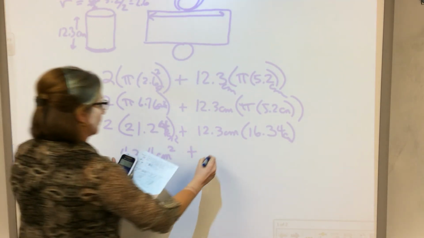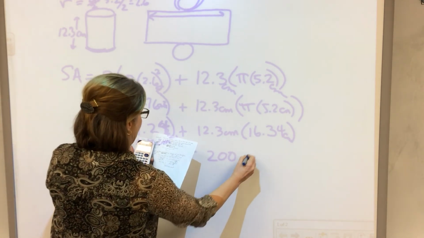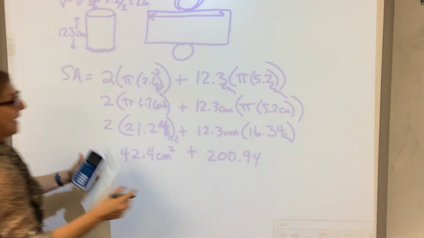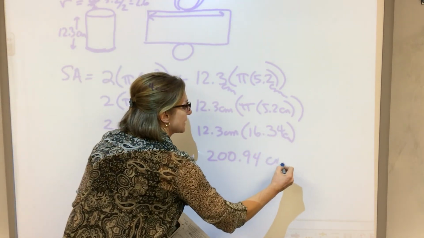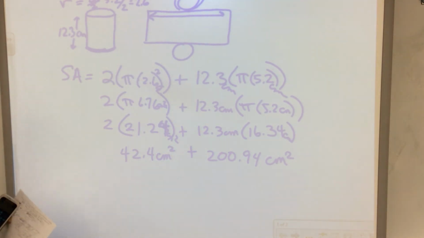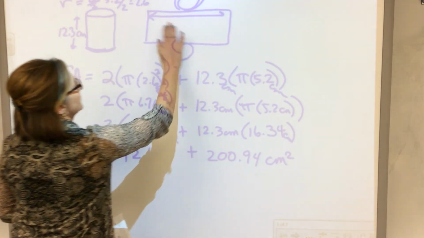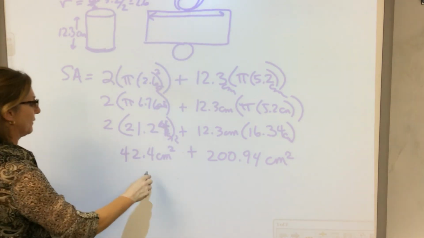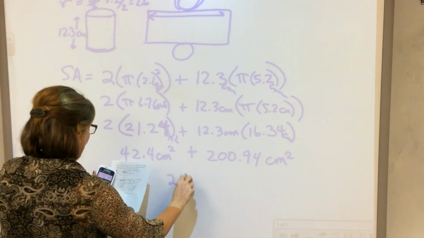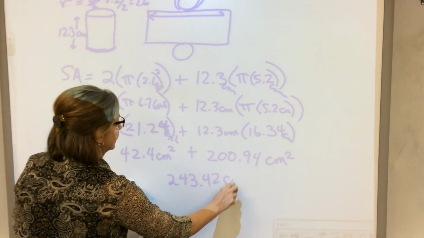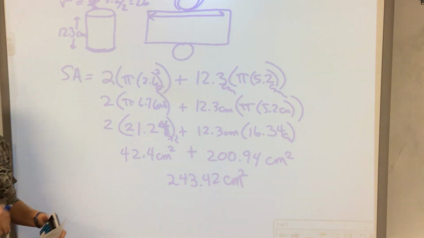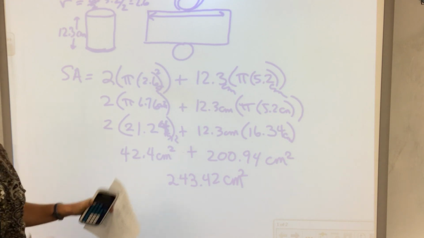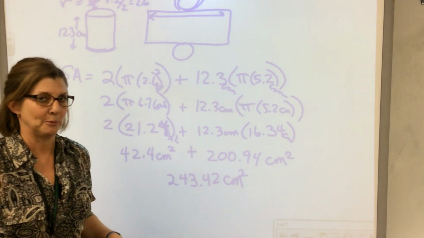And when I do that, I get 200.94 something, but I know it was 3 something and it rounded up to 4. Okay, now it's centimeters times centimeters, so that's centimeters squared. Now all I have left to do is take the area of this rectangle and the area of these two circles, which I already did both of, then add them together, so I get 243.42 centimeters squared. So tomorrow you'll come in and you're going to have a handout where you'll have to find surface area of cylinders and rectangular prisms. See you tomorrow.